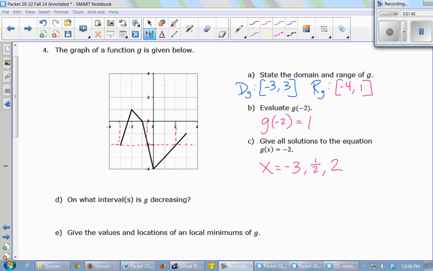On what intervals is g decreasing? So you always read a graph from left to right when you're talking about increasing, decreasing. So if I start at the very leftmost point, I have increasing, then I have decreasing, decreasing, and then increasing again. So this function is decreasing starting right here, and we only ever give the x coordinate.